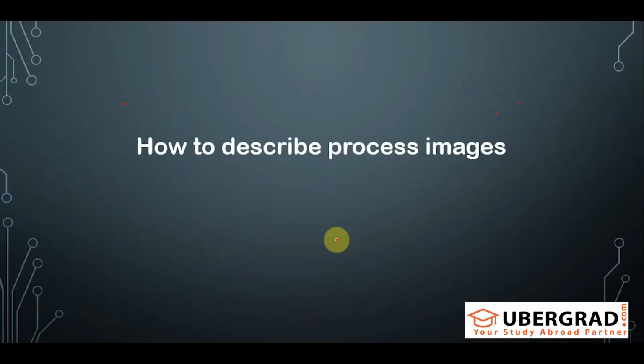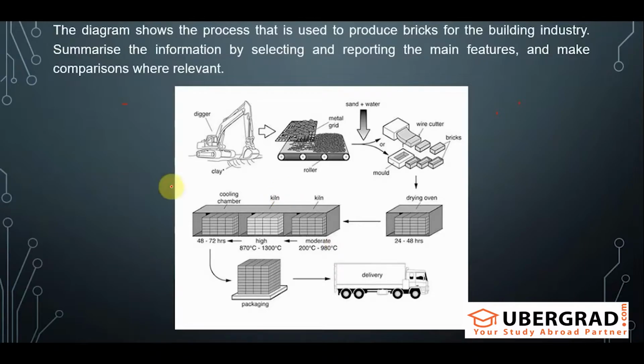How to describe a process image. This is showing what? This shows the production of bricks for building industry. Summarize the information by selecting and reporting the main features and make comparisons where relevant. Here you cannot make comparisons, right?